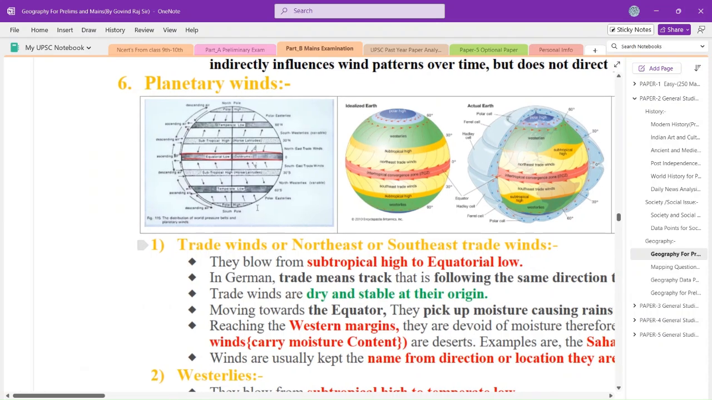What are northeast trade winds or southeast trade winds? Those winds, as we know, flow from high pressure to low pressure. At the equator, usually we know that there is a low pressure.